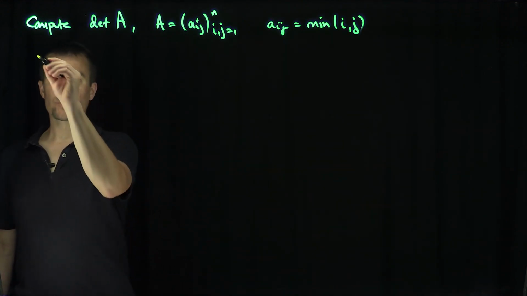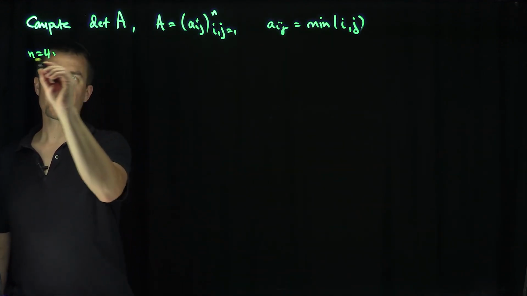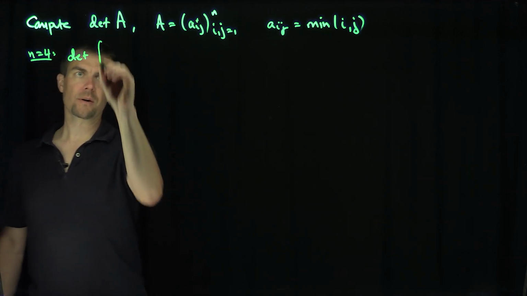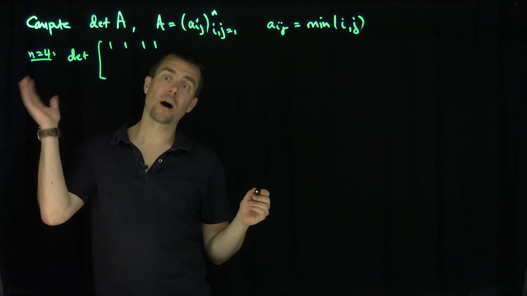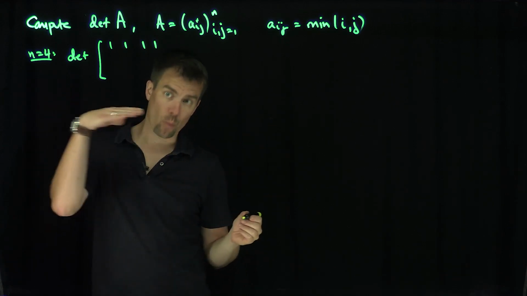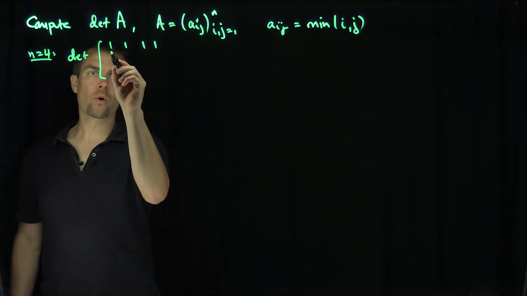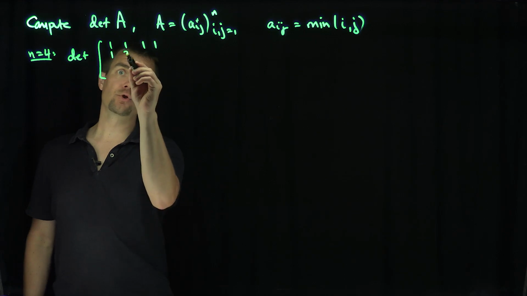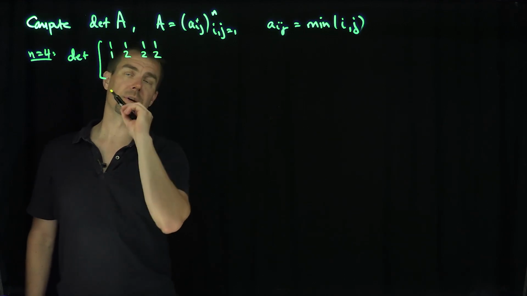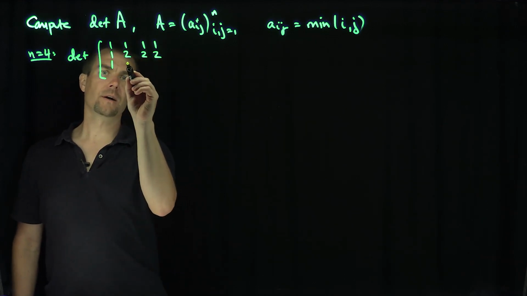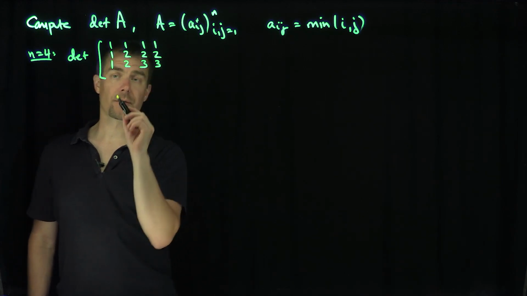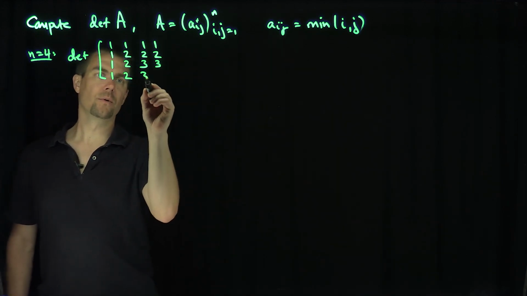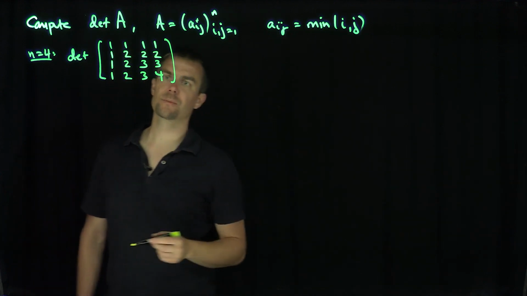So what will our matrix look like? We'll do a special case first. Let's do n equals 4. For n equals 4, we're asked to compute this determinant. The first row is 1, 1, 1, 1, because in the first row the minimum of i and j will be 1. Then I have a 1 in the first column, but then a 2 here, a 2 here, and a 2 here, then a 1, a 2, a 3, and a 3 because I'm in the third row. Then 1, 2, 3, and 4. So we can see there's lots of symmetry in this.